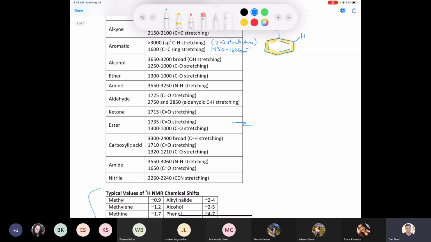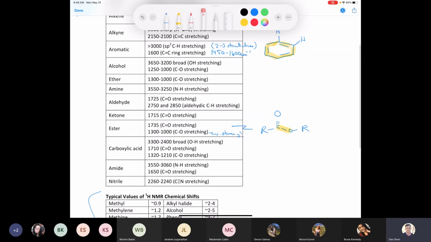So what's neat about an ester is a pretty unique group in infrared spectroscopy because not only do you see the carbonyl stretch at 1735, but the carbon-oxygen single bond stretch, this stretch here, is oftentimes stronger than the carbonyl. So very strong absorbance in that 1,300 to 1,000 for an ester. Very strong stretch. So those are usually a giveaway that you've got an ester.